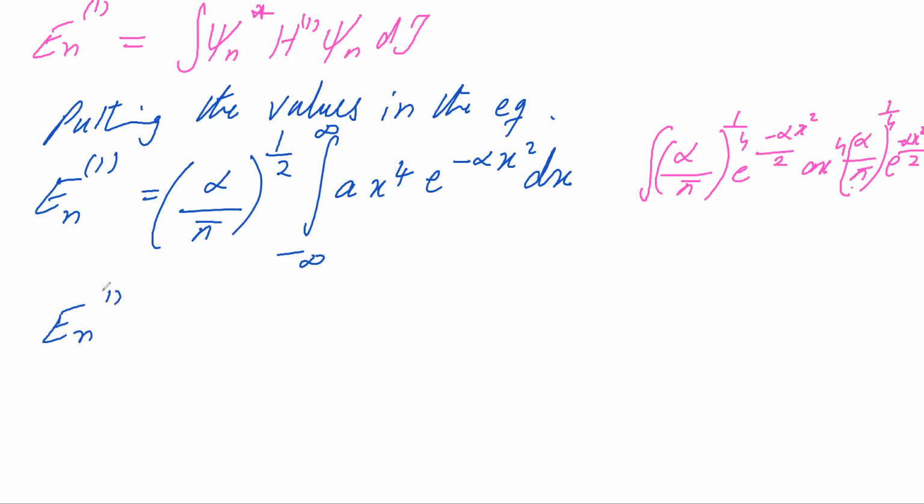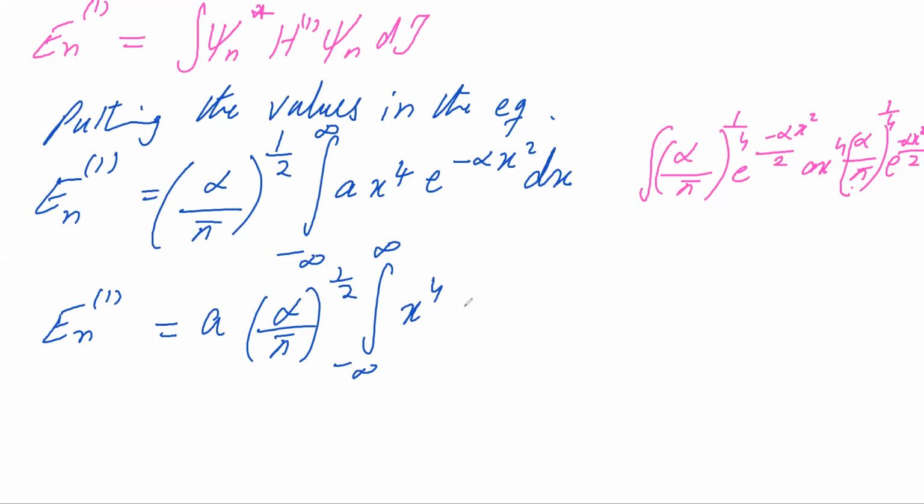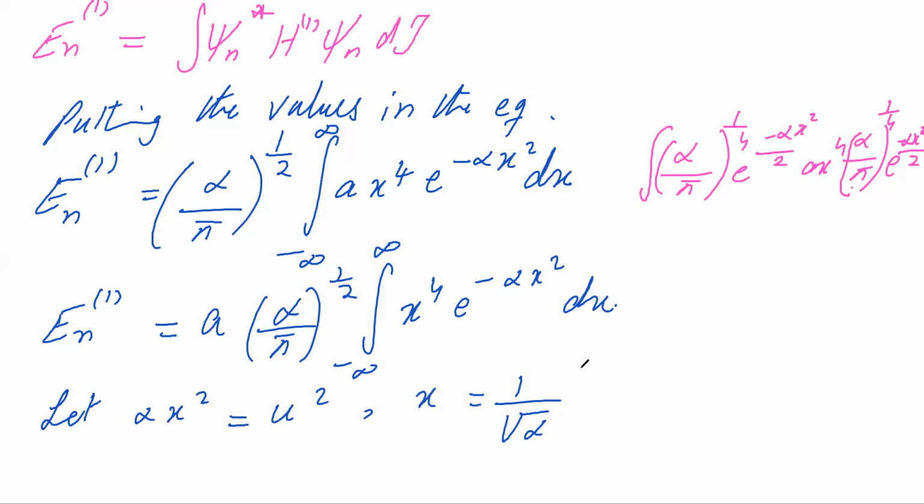हाँ, so this is equal to a into alpha over pi raised to 1 over 2 and the integral x raised to 4 e raised to minus alpha x squared dx. So let alpha x squared is equal to u squared. We're making a substitution. So then x will be equal to 1 over under root alpha u, or dx is equal to 1 over under root alpha du.